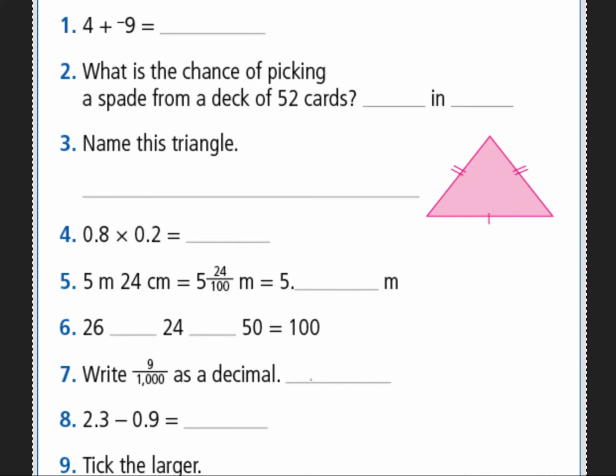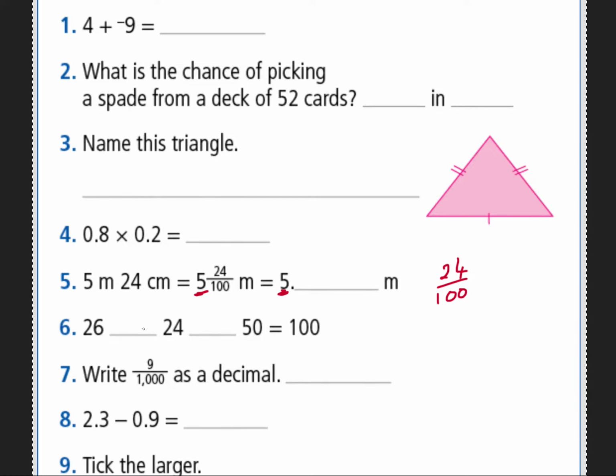Question 5, we've got 5 meters and 24 centimeters is equal to 5 and 24 over 100 meters. So what is that as a decimal? So this 5 is taken care of here. What we need to do is write 24 over 100 as a decimal. Okay, so there's going to be 2 decimal places in here, and the 24 is going to fill those 2 places. It'll be 5.24.